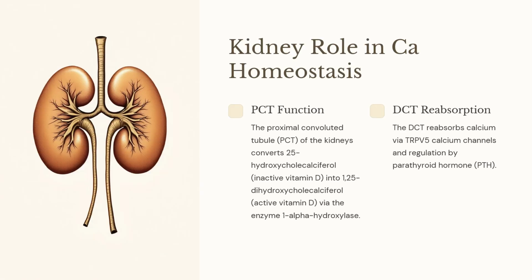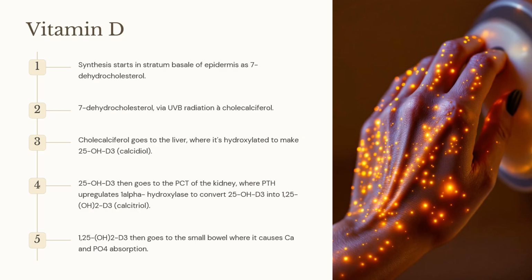What is the role of the kidney in calcium homeostasis? Now we are coming to calcium. The kidney plays an important role in calcium. In the proximal convoluted tubules of the kidney, the 25-hydroxycholecalciferol will get converted to 1,25 dihydroxycholecalciferol via 1-alpha hydroxylase. And that 1,25 dihydroxycholecalciferol, in the distal convoluted tubule, will cause calcium reabsorption, and this is regulated by the parathyroid hormone. This is how the kidney plays an important role in calcium.